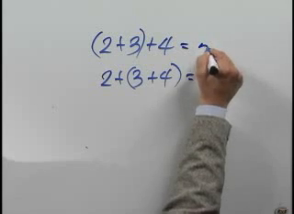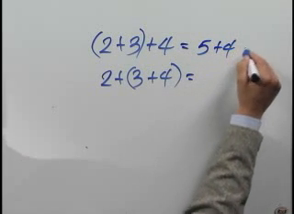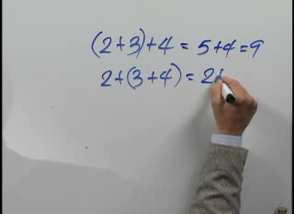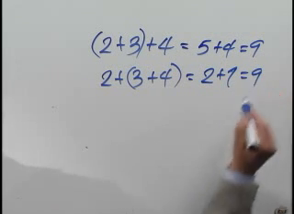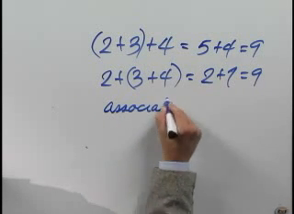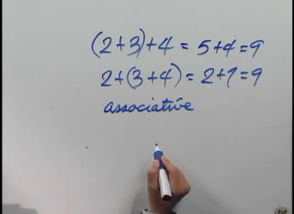Here you have 5 plus 4, so you get 9. But here you get 2 plus 7, and you also get 9. The way you group the two numbers that you add doesn't matter. The way you associate them. This is called the associative property. And it's represented by the parentheses. You can group them however you like. How you associate them doesn't affect the sum.